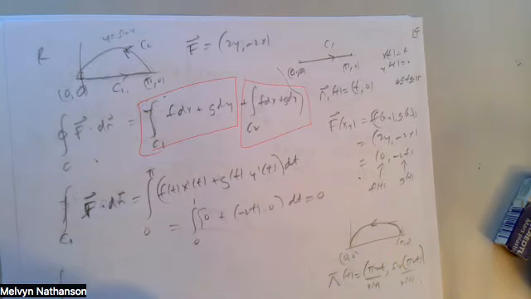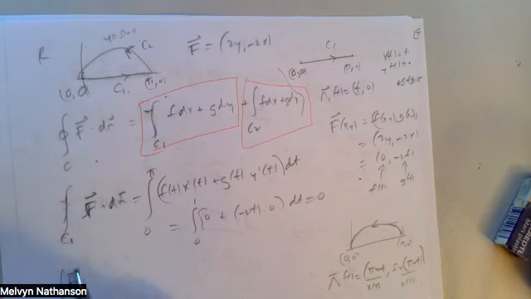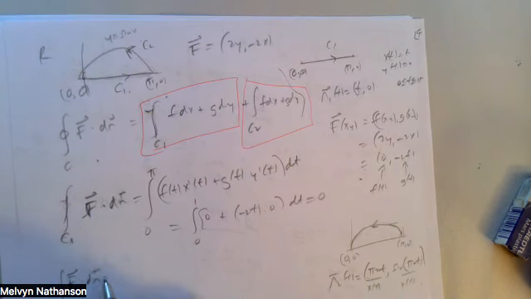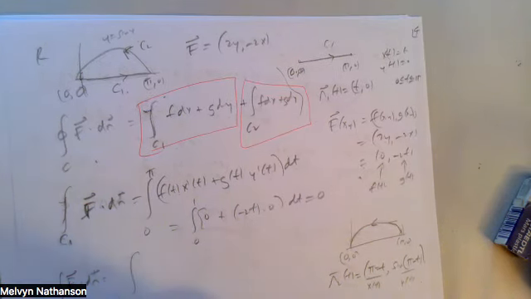So the integral along C2 of F dot dr, that line integral. Again, it's the integral, t goes from 0 to pi.